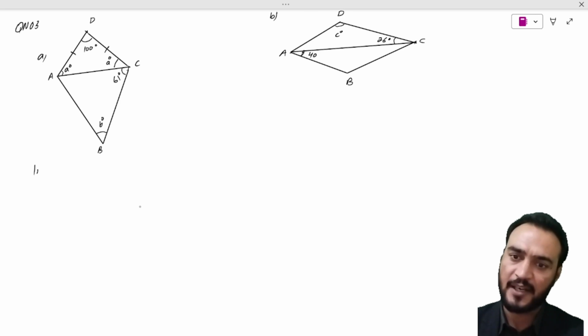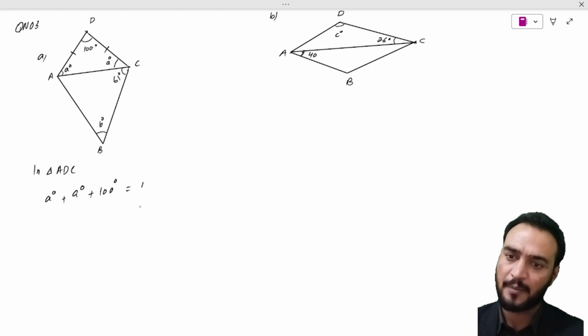So in triangle ADC, A degree plus A degree plus 100 degree, because these are the three interior angles of a triangle, the sum of them is equal to 180 degrees. So this becomes 2A degree plus 100 degree equals 180 degree.